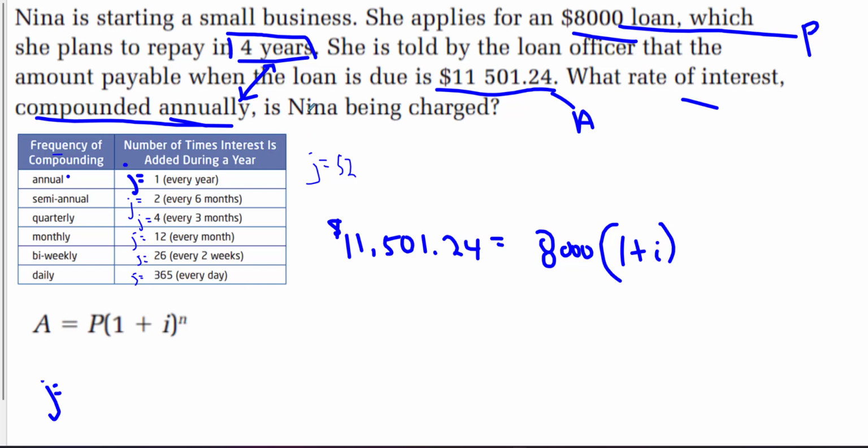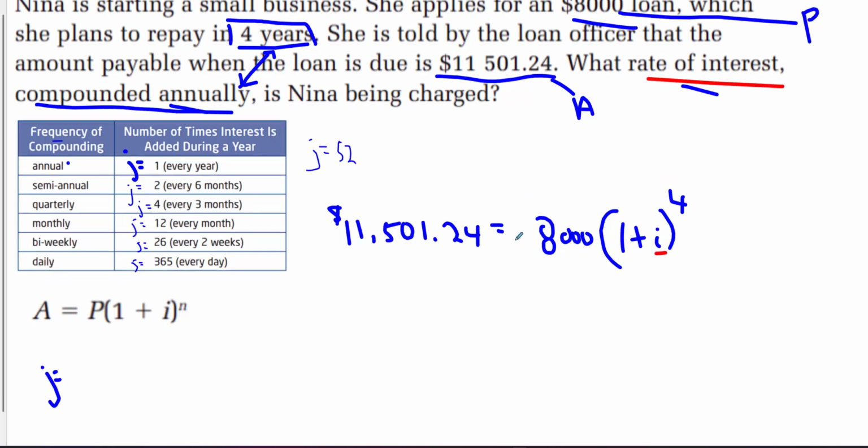This says 4 years, and since this is compounded annually, it's fine. It doesn't change anything. But if this said 4 months, you would have to convert the 4 months into years, or it wouldn't work. All right, so n is 4. So we have everything but I, which is exactly what we are looking for.